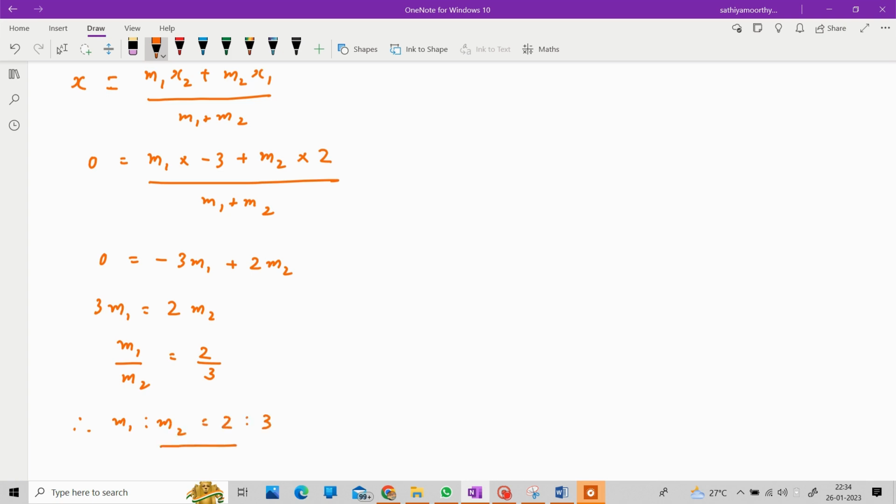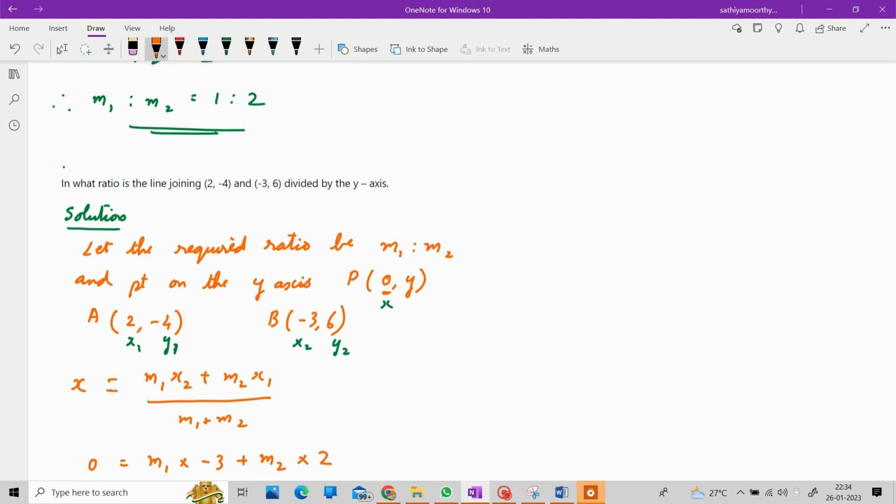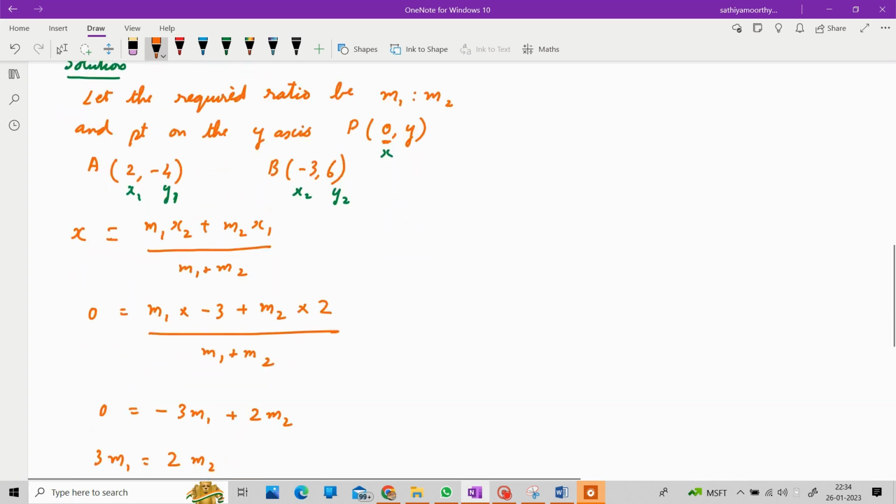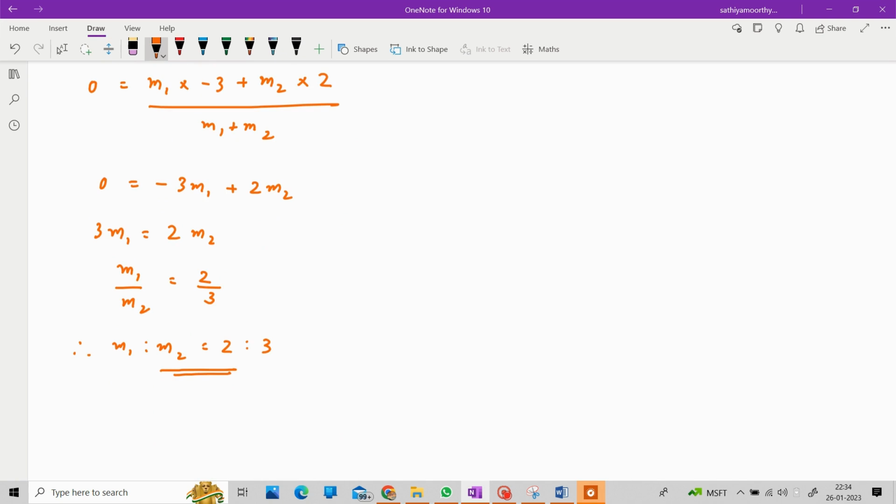So this is the ratio we have found out, where the point P lies on the y-axis. On the y-axis I have taken the point to be 0 comma y. So any point on the y-axis takes the form 0 comma y. So with this I have found out the ratio m1 is to m2 is 2 is to 3.